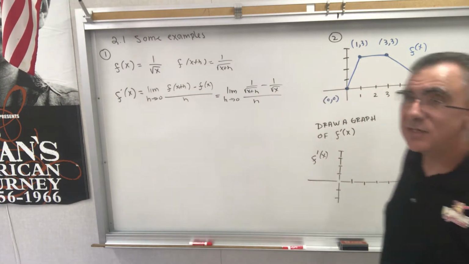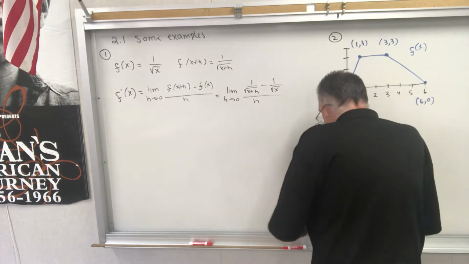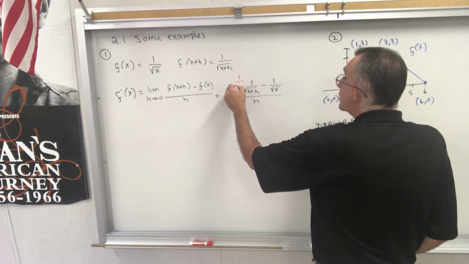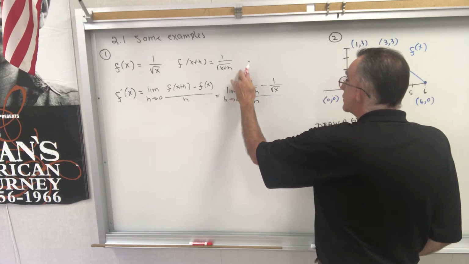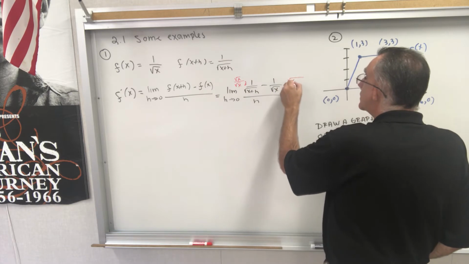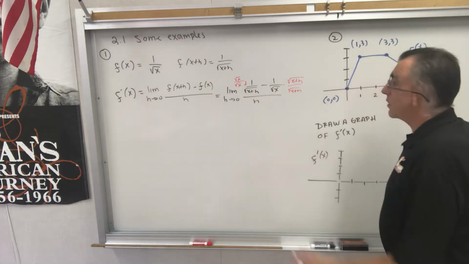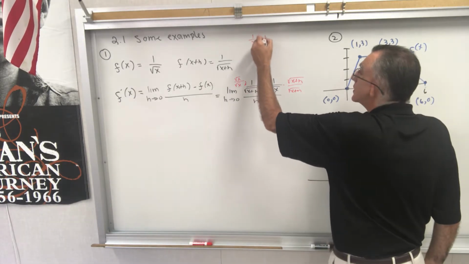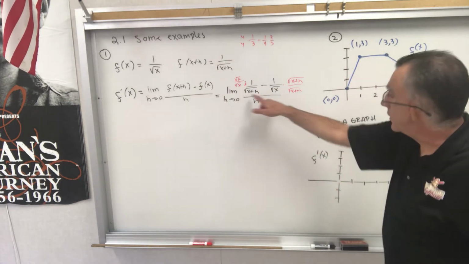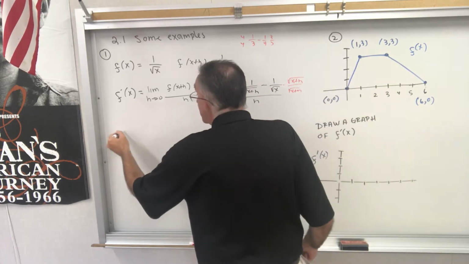Well, how do you add or subtract fractions? You need a common denominator, right? So what I'm going to do here is multiply this side by root x over root x, and then this side by the square root of x plus h over the square root of x plus h. It's like any fraction, 1/3 minus 1/4: you multiply top and bottom by 4, top and bottom by 3, and you get 12, right? Same thing here. So what do I get when I work that out?